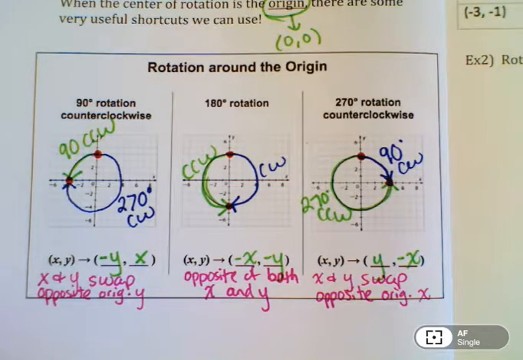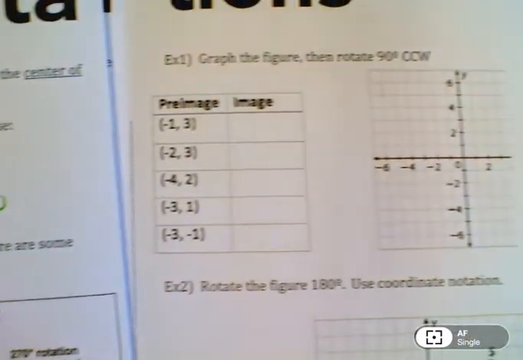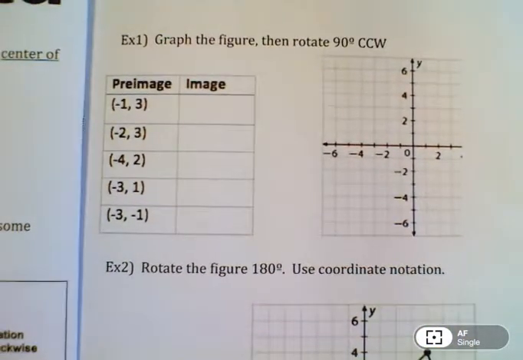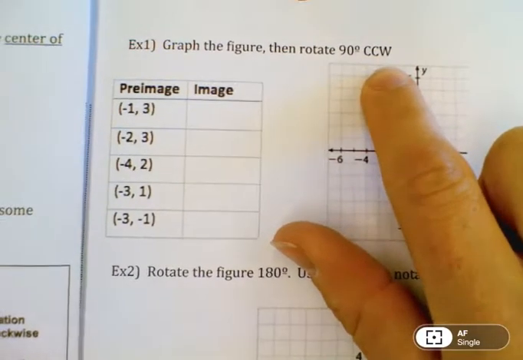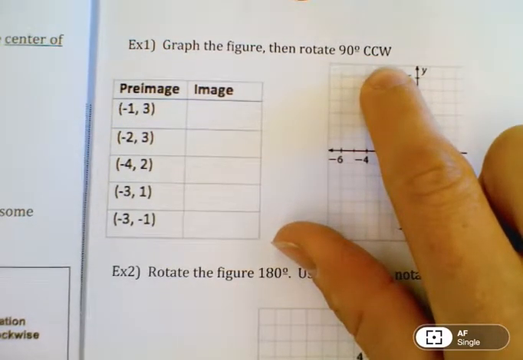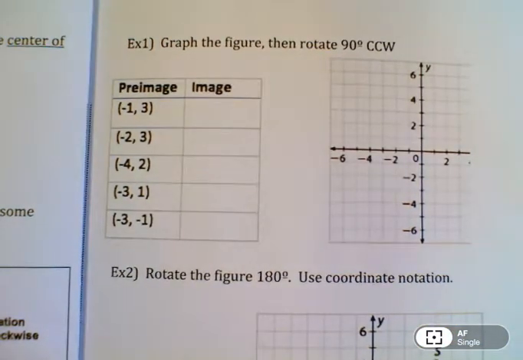So we have two examples that we'll go through, and I don't think it'll take us too long. Here we go. Example 1. Graph the figure, then rotate 90 degrees counterclockwise. So the first thing we probably should do is plot the pre-image points. So what I'd like you to do, I'm going to do it up here without talking through it. I'd like you to do it on your own and then check up here when you're done.